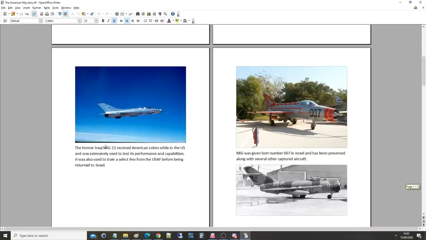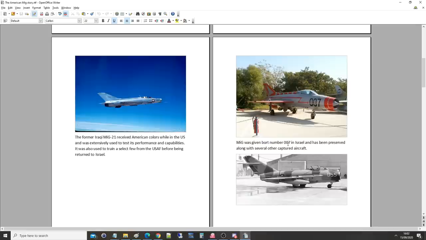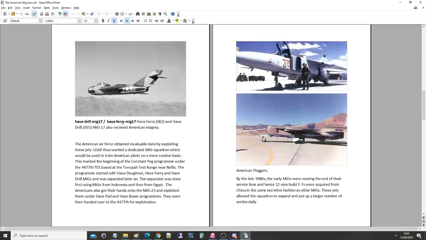Here we have the former Iraqi MiG-21 which received American colours while in the US and was extensively used to test its performance and capabilities. It was also used to train a select few from the USAF before being returned to Israel. This MiG was given the board number 007 James Bond in Israel and has been preserved along with several other captured aircraft. And the HAVE DRILL MiG-17 and the HAVE FERRY MiG-17 also received American insignia.